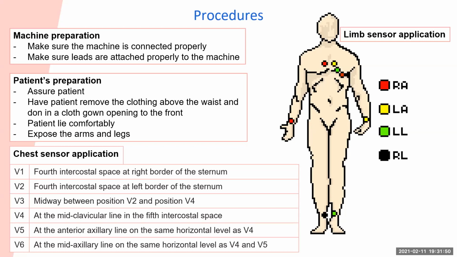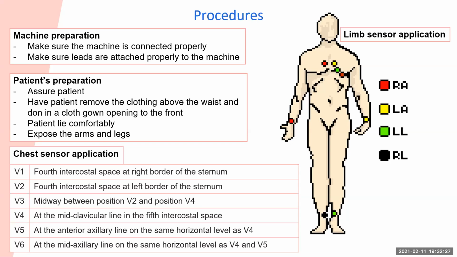So the chest sensor application is as follows. V1, we put at the fourth intercostal space at the right border of the sternum. V2 lead, we put at the fourth intercostal space at the left border of the sternum. V3, we put at the position between V2 and V4. V4 is at the mid-clavicular line in the fifth intercostal space. V5 lead is at the anterior axillary line, on the same horizontal level as V4, and the V6 lead at the mid axillary line at the same horizontal level as V4 and V5.